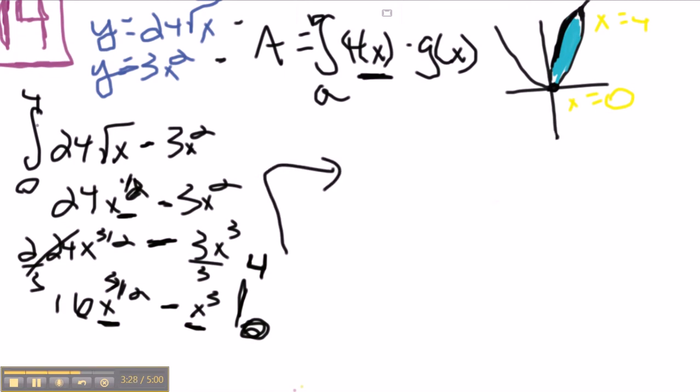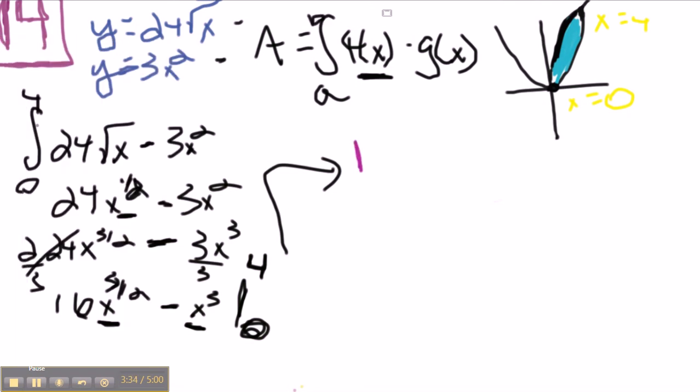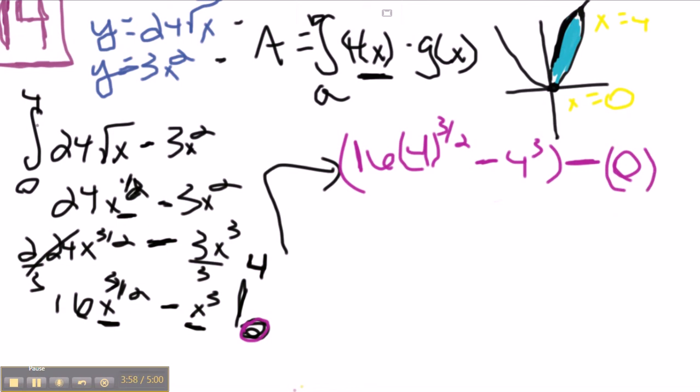Okay, so we're going to have 16 times 4 to the 3 halves minus 4 to the third. And then from that, we're going to subtract 0 plugged in for x, which is just going to end up being 0. So I'm just going to write 0 there to save space. So, 4 to the 3 halves ends up being 8. So this is 16 times 8, which is 128 down here. And look at it like that.